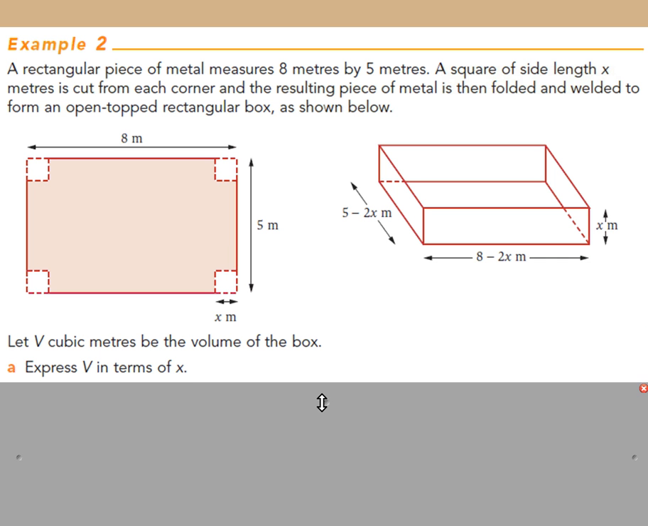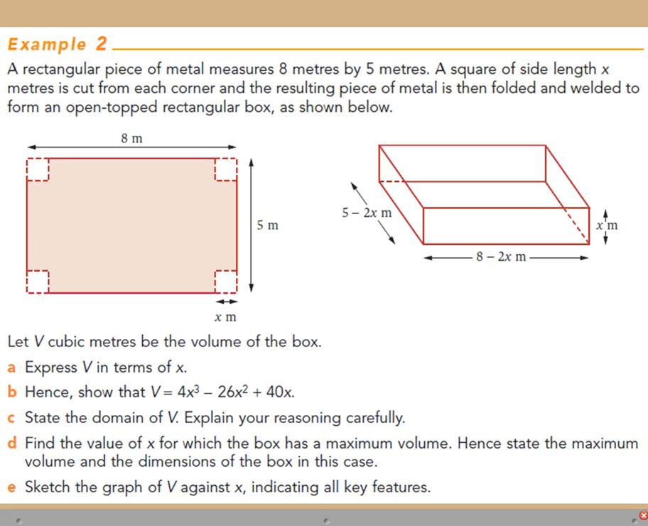Now, this question is going to ask us to do 5 things. Firstly, to express the volume in terms of X, and we need to show it's equal to that. We need to state the domain for which this problem would be valid, and then we have to find the value of X such that the box has a maximum volume, and then state what that volume is and the dimensions, and finally sketch the graph. Okay, so let's start with A.